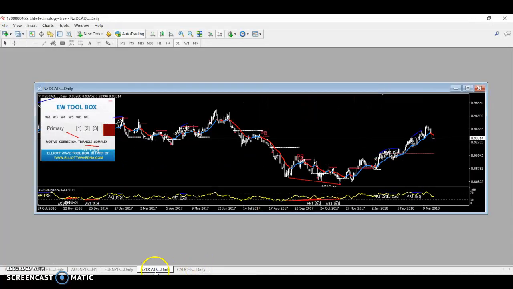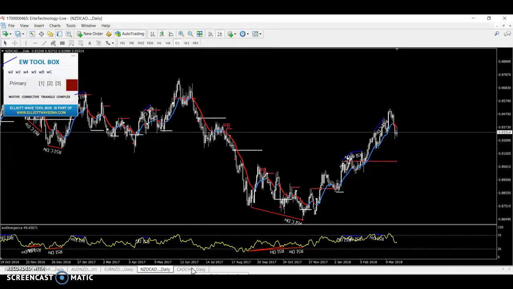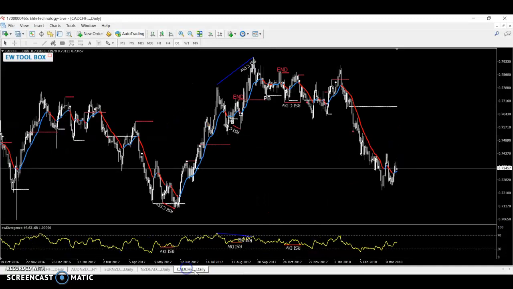Now it looks like I'm not going to have time to get to the next two pairs, which would be this, but 1, 2, 3, 4, 5, followed by ABC, and 1, 2, 3, 4, 5, followed by ABC.